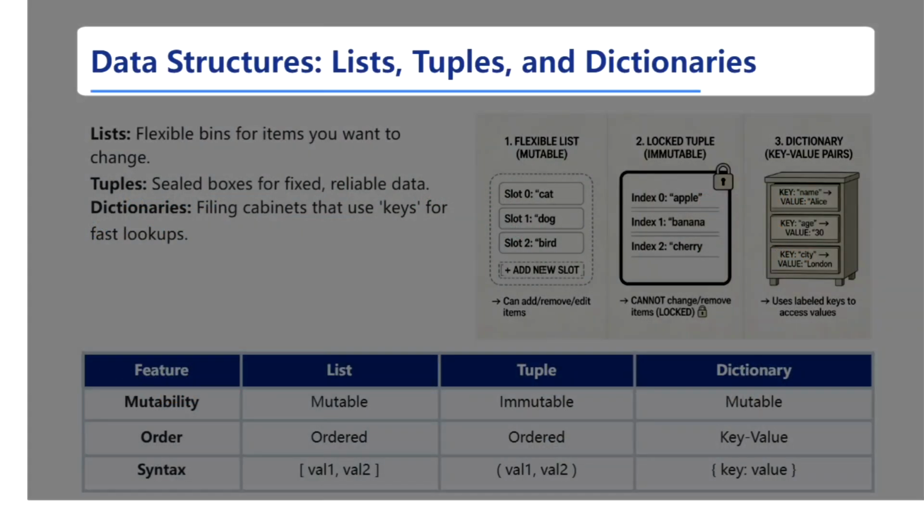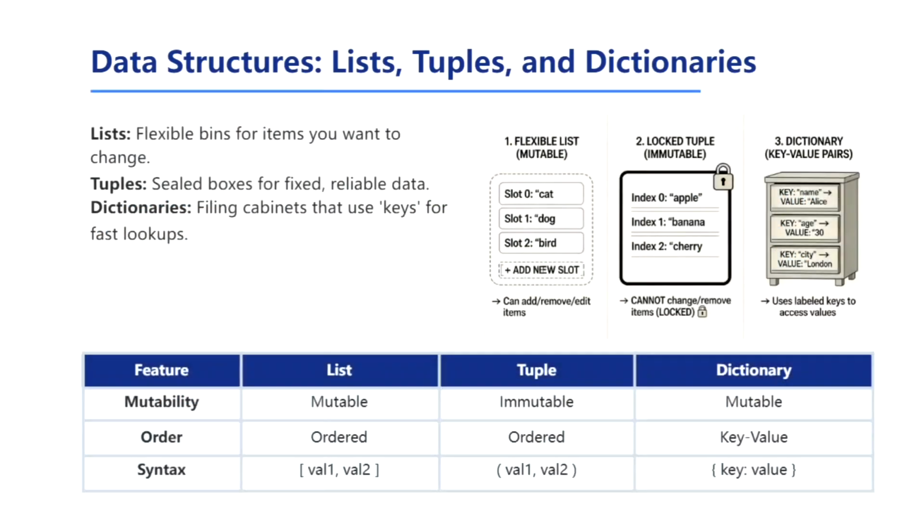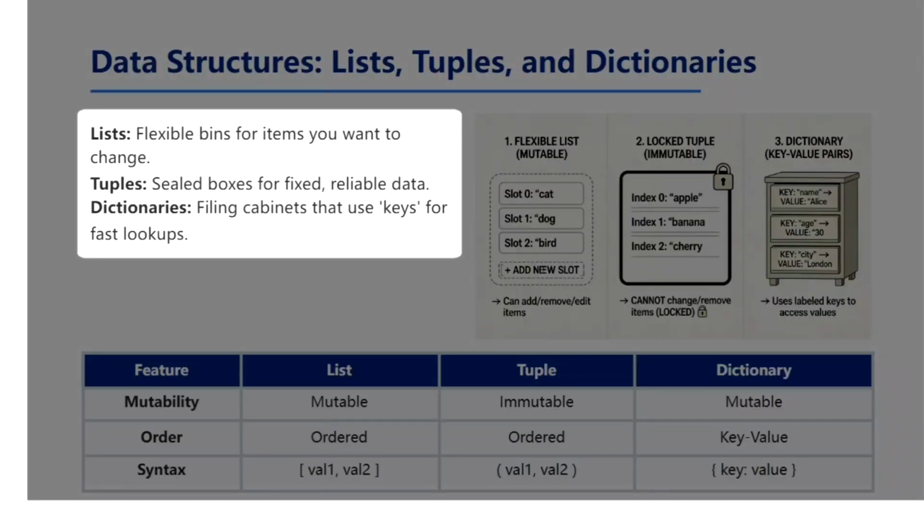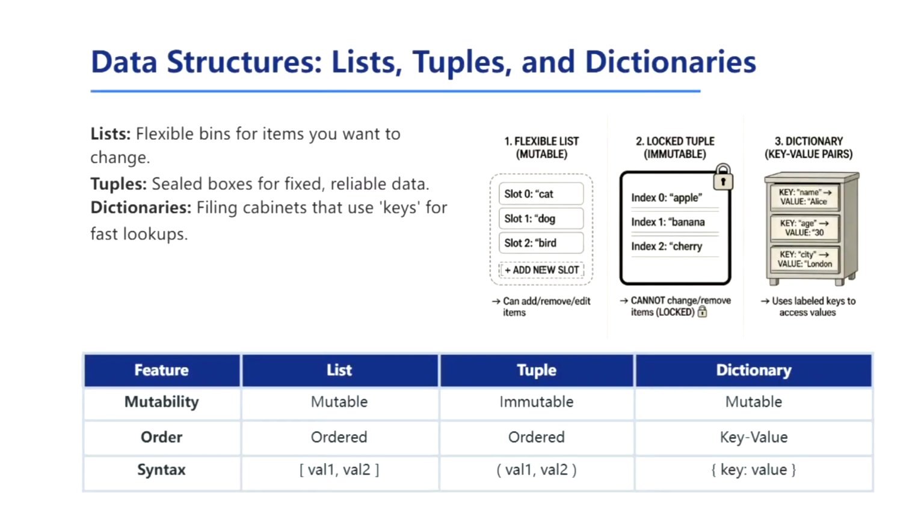Building on how we process data with functions, we need to talk about how we actually store and organize that information within our programs. We're now moving into Python's core data structures: lists, tuples, and dictionaries. Starting with lists, think of these as flexible, ordered bins. They are mutable, which is a fancy way of saying we can change, add, or remove items after the list is created.